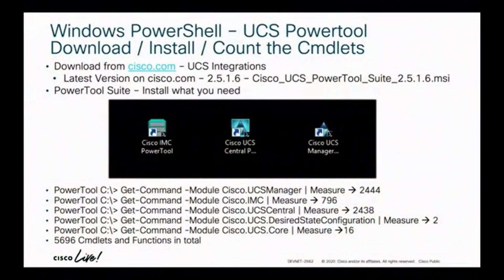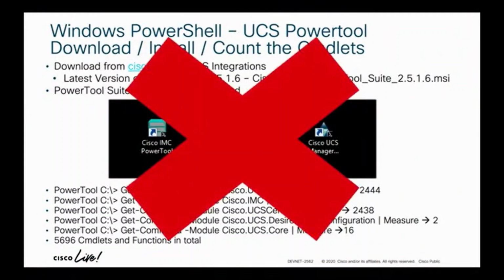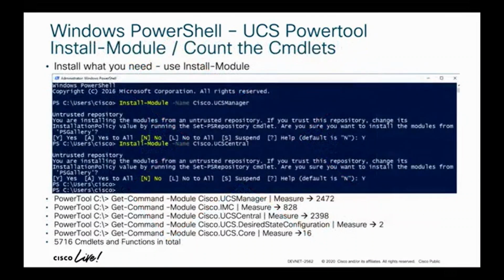So UCS Power Tool. You used to be able to download it from Cisco.com, double-click it, and install it. This is no more. We don't do this anymore. It's still out there on Cisco.com, but that version 2.5.1.6 is from January a year ago. The newer version, 2.5.3.0, is actually just out last week, and you use Install-Module to install it on your system. Install-Module, and then the module name: Cisco.UCSManager, UCSCentral, IMC, and DesiredStateConfiguration. Those are the 4 modules that you would install.